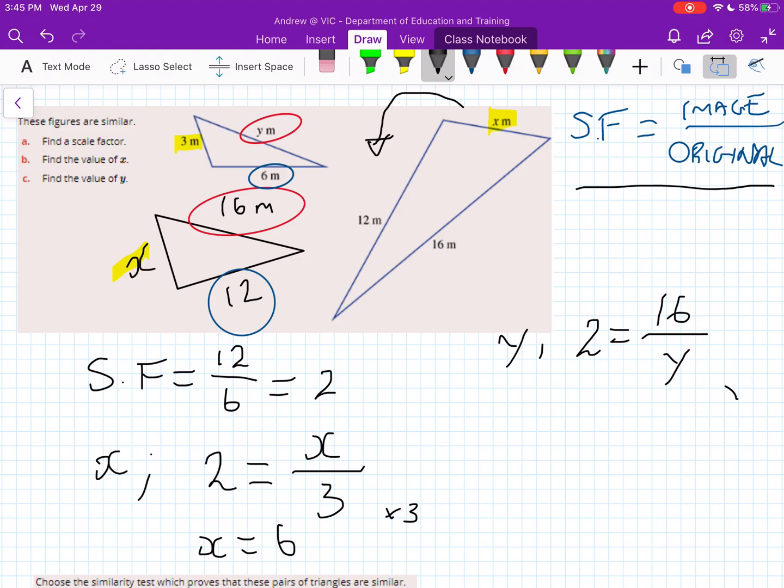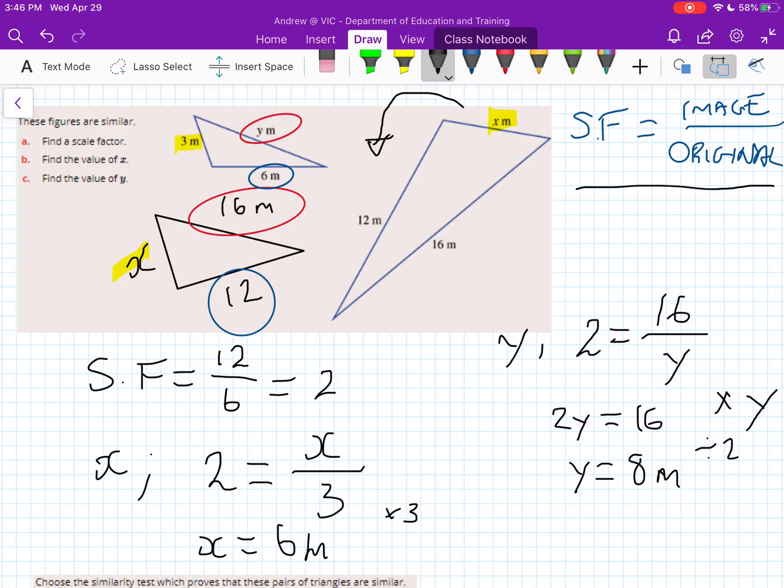So just remember, you need to do a couple of steps to get Y by itself. So we need to multiply by Y first. So this becomes 2Y is equal to 16. And then you divide by 2. So Y is equal to 16 divided by 2, which is 8. Okay. Just make sure we put the units on this. I forgot to put the units on the first one too. Sorry about that. So here they're all in meters, so make sure you do put the units there.